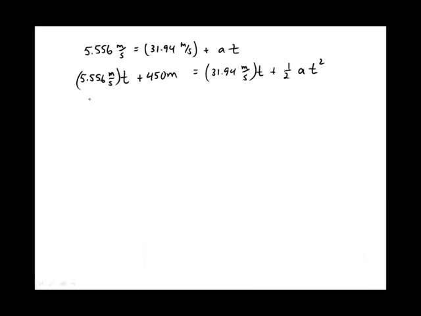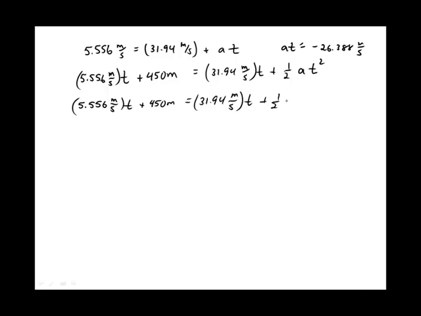So to solve this out, what I'm going to do is I'm actually going to look at this first one, and I'm going to say AT equals minus 26.38 repeating meters per second. Now that's going to seem really odd. Why did I do AT? But I'll show you. This becomes 5.556 meters per second t plus 450 meters equals 31.94 meters per second t plus 1/2 AT times t.